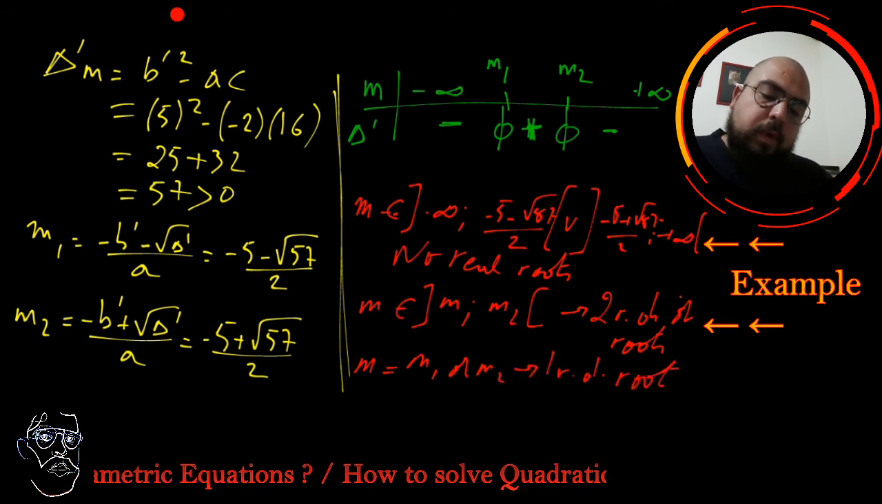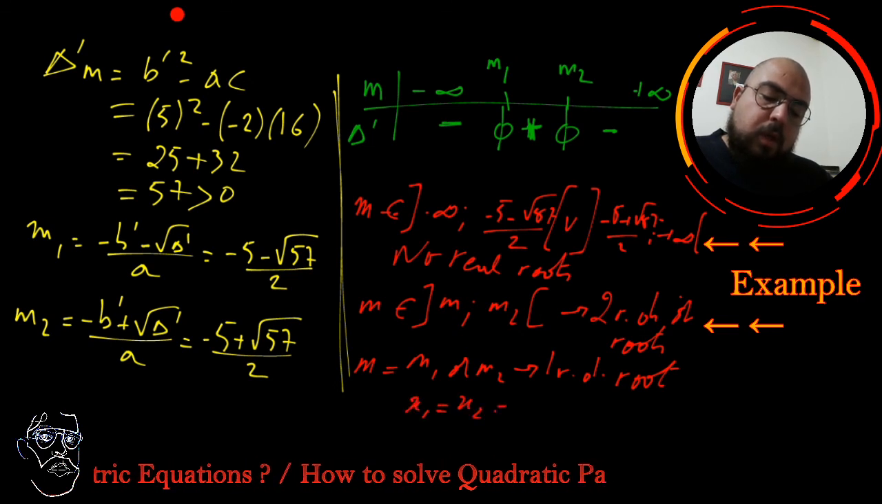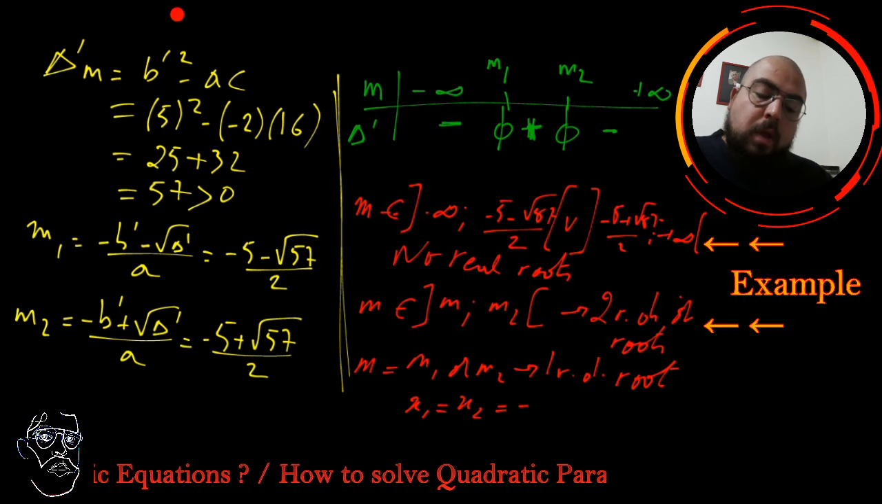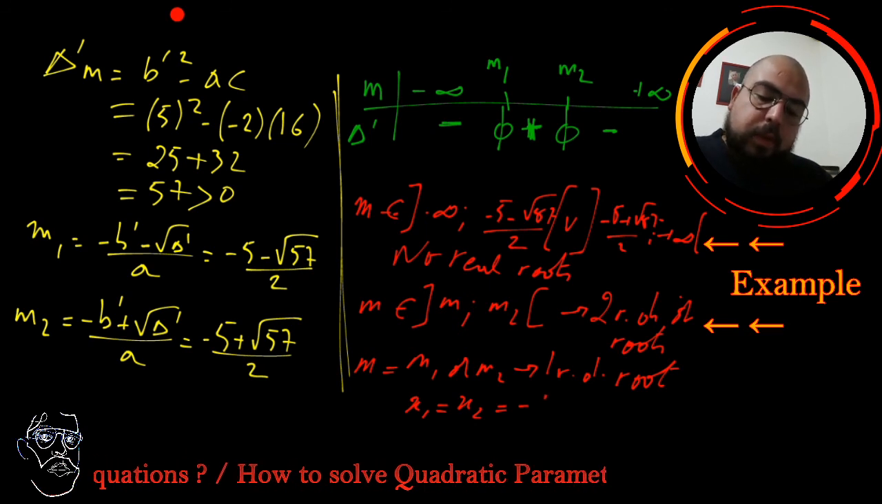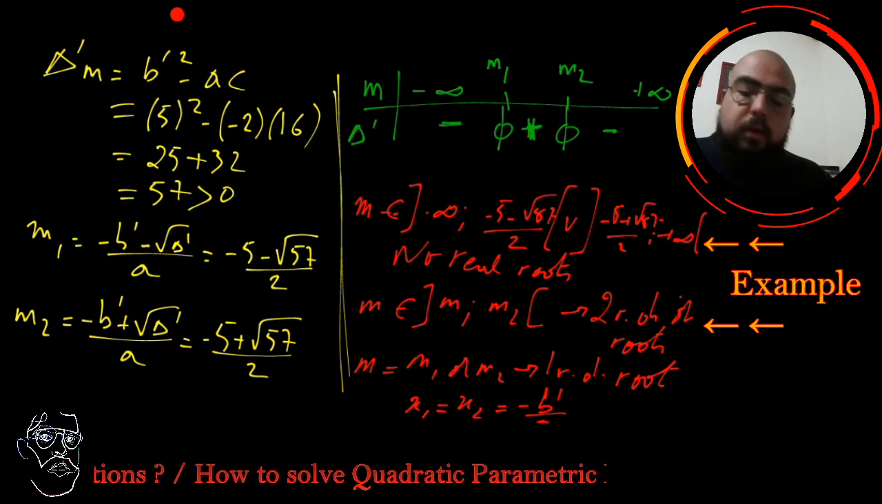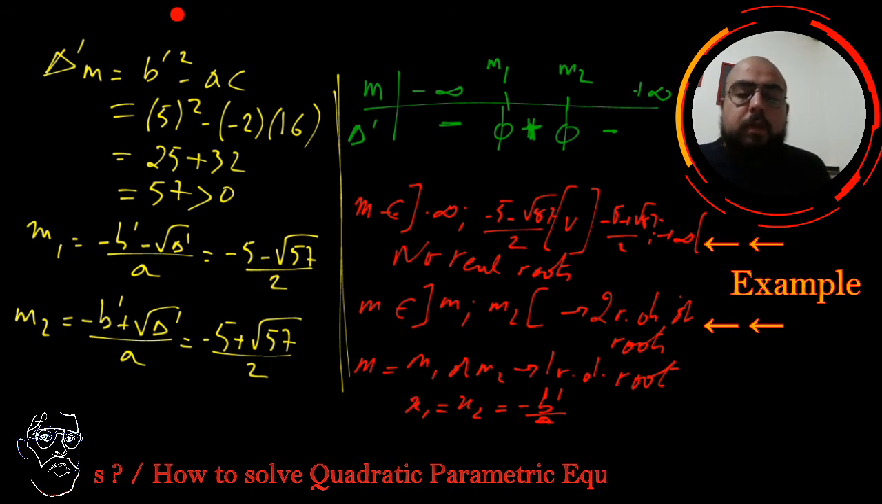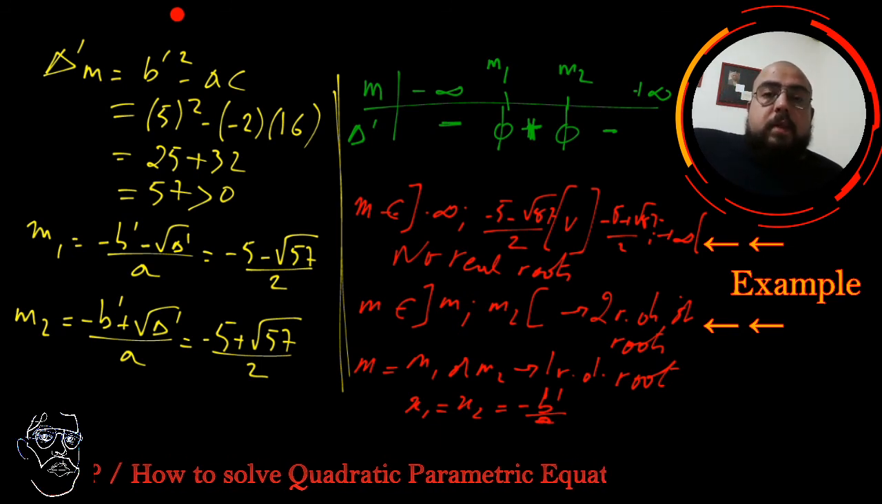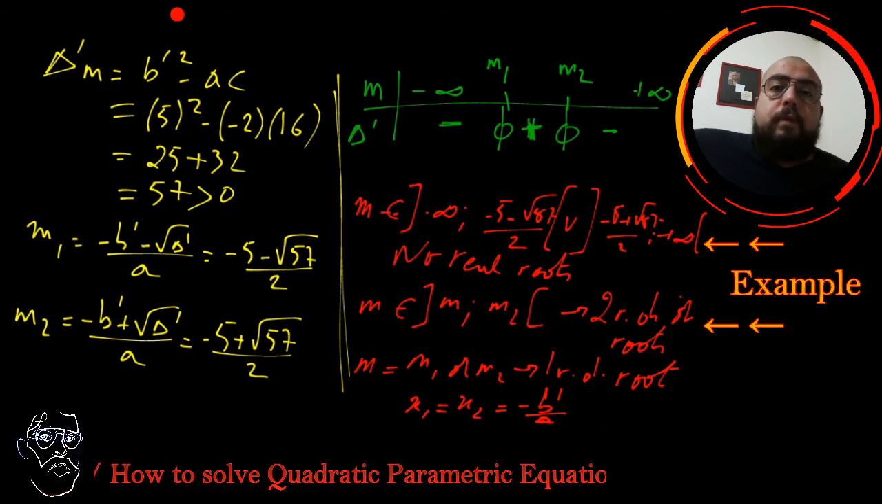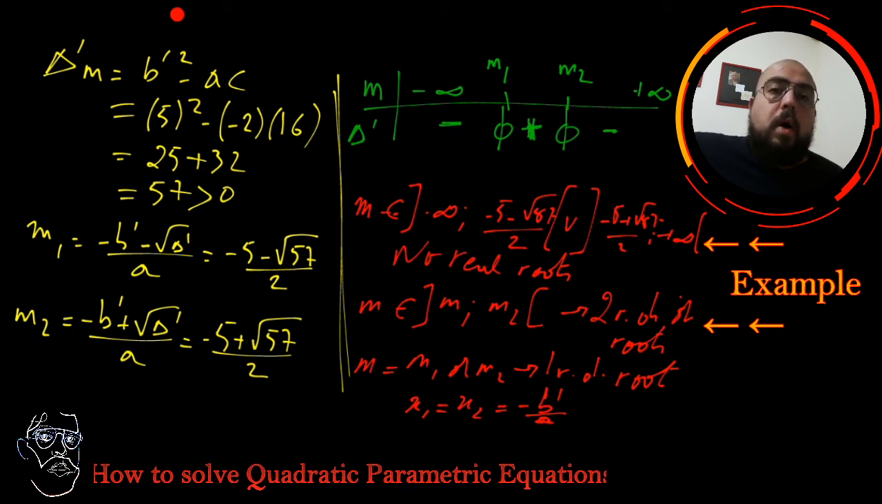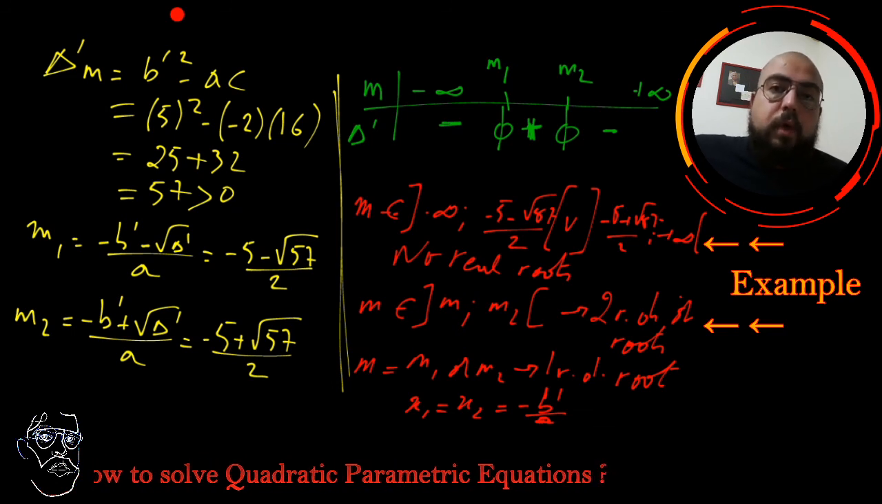Whenever it's one real double root, it means that x1 is equal to x2 is equal to minus, we use delta prime, so it's equal to minus b prime over a, and of course here you can calculate your value. Alright, this is how you discuss a parametric quadratic equation.